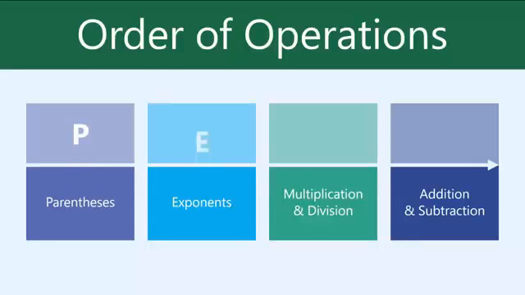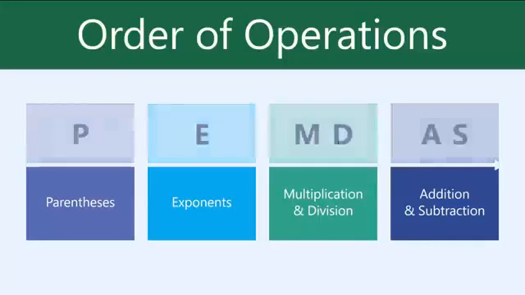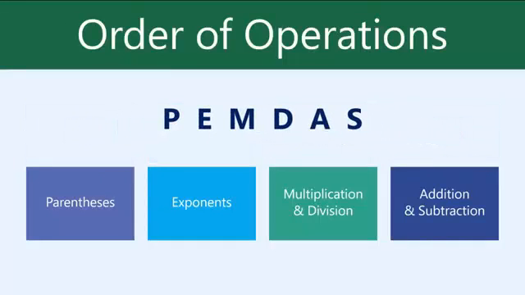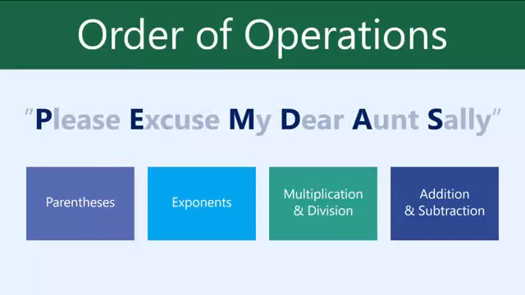Then, if you have any exponents, you'll calculate those. Next is multiplication and division, and finally, addition and subtraction. Excel knows to use the order of operations whenever it calculates a complex formula. It's important that you remember it so you can create formulas that'll give you the correct answer. To remember the order, you can just use the acronym PEMDAS. Or to make it even easier, remember the phrase, "Please excuse my dear Aunt Sally." Let's take a closer look at some examples.